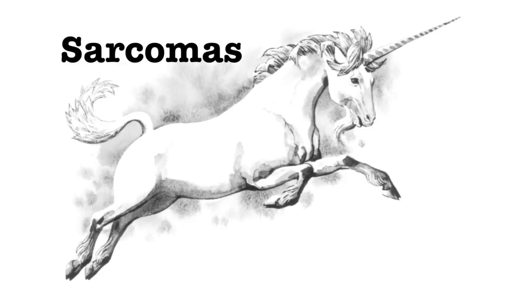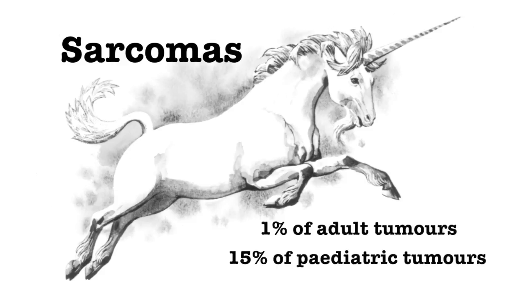So in this video, we're going to be discussing osteosarcomas. Sarcomas are fairly rare tumors, as they only make up about 1% of adult tumors and about 15% of pediatric tumors. Osteosarcomas initially involve the bone and then go on to invade the soft tissue.